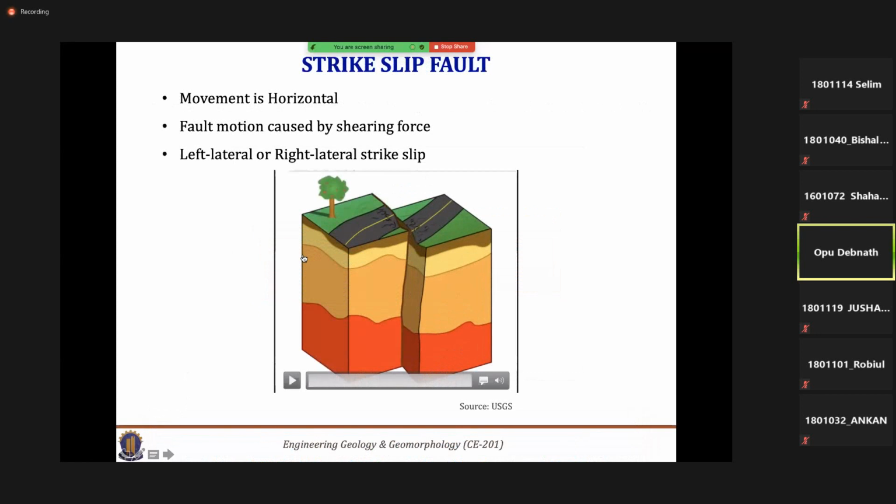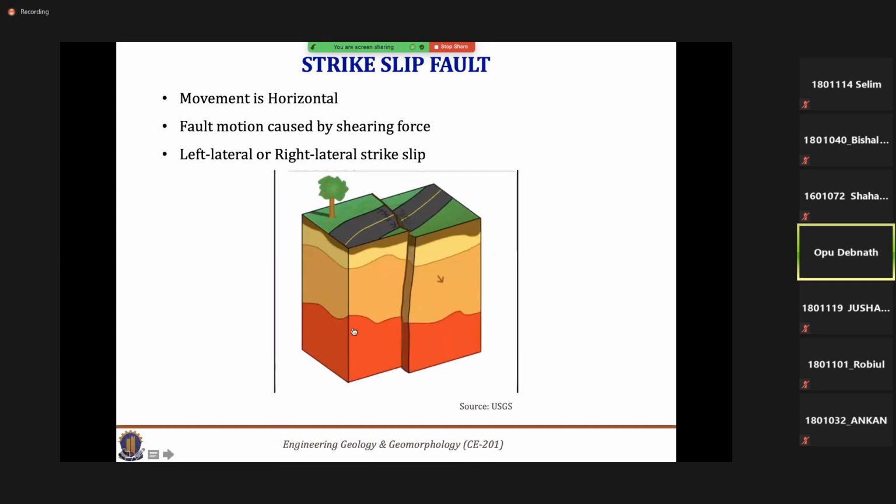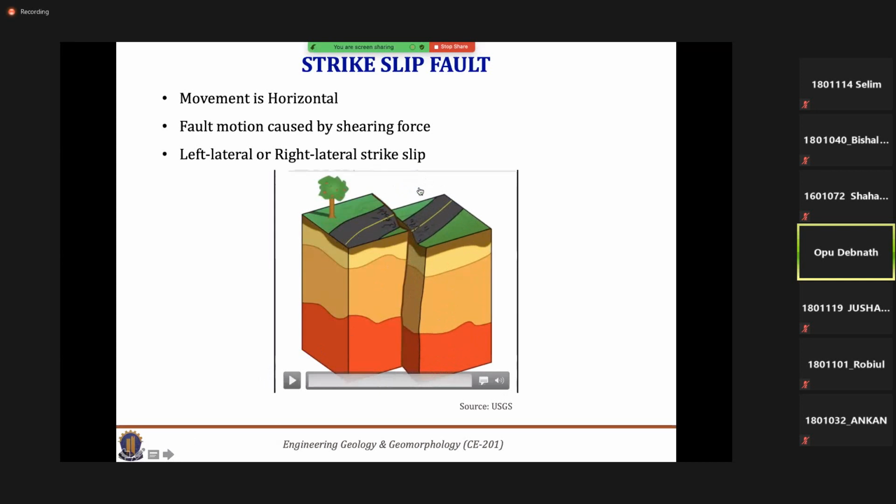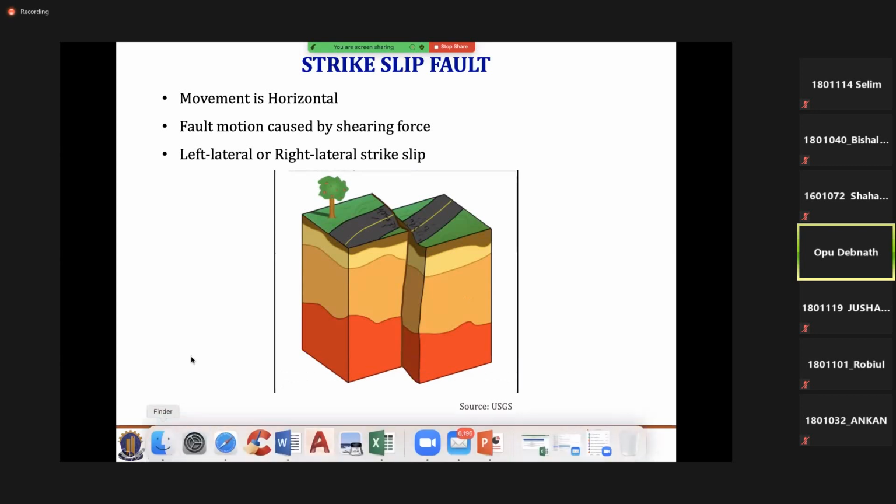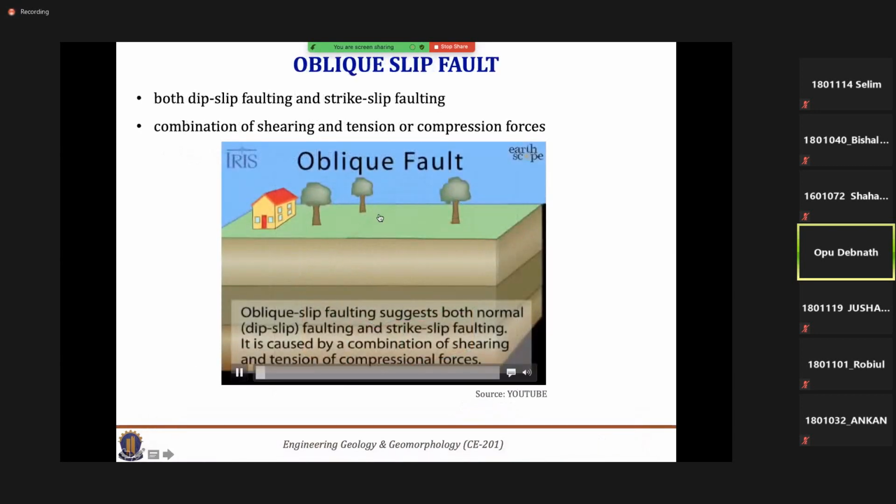Strike slip fault is most common, like the transform plate boundary, as we discussed. This is an example of a strike slip fault: the horizontal or side by side movement of two plates. From this illustration, this road is a straight road, but due to the horizontal movement of a strike slip fault, like the transform plate boundary, these two points are moved away. That means the fault motion is caused by the shearing force.